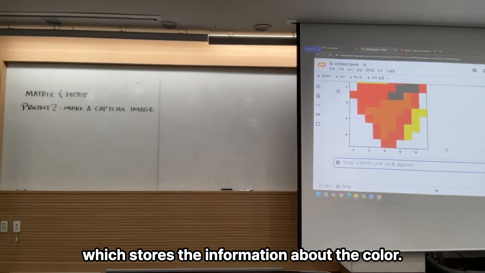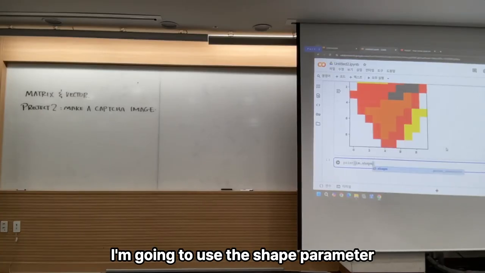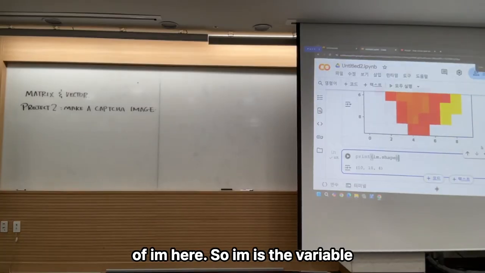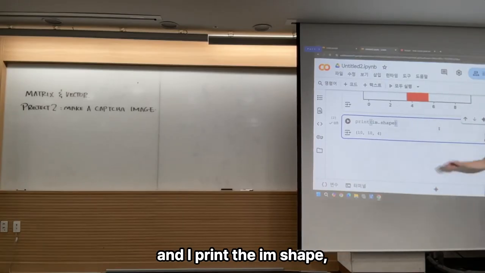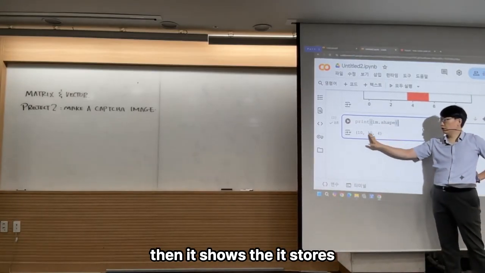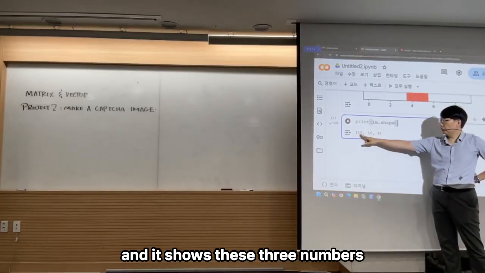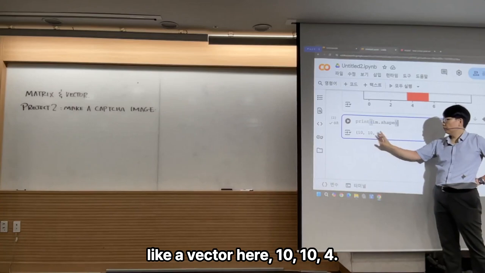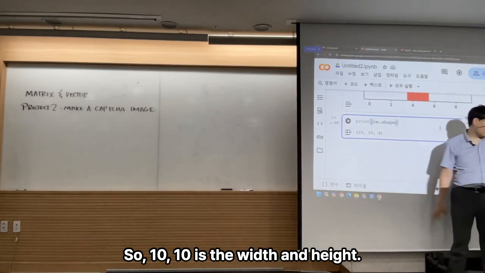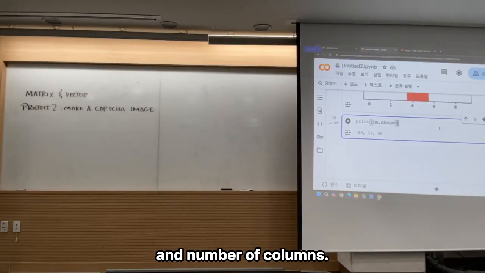So let's try to see what it really looks like in the data. I'm going to use the shape parameter of im here. im is the variable that stores the data of the image, and I print im.shape. Then it stores the shape of this image data, and it shows these 3 numbers as a triple, like a vector here: 10, 10, 4. So 10, 10 is the width and height. Actually, it's the height and width, which is the number of rows and number of columns.